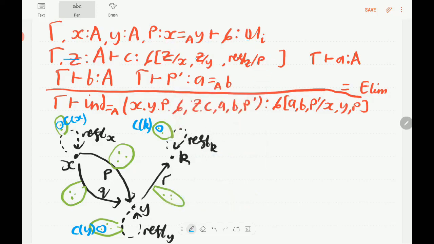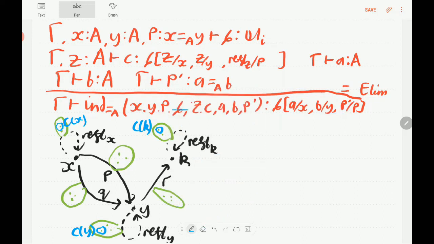So now we've done this and we've done this. And then the next thing is we take a value a and a value b and a path p' from a to b. So maybe this is our a and this is our b and this is our p', for example. What this result tells us is that we can then produce a value of that type. And that's what we're calling the result of doing this ind-equal thing on p'. Notice that this is a value of the type associated with zeta of a comma b comma p'.